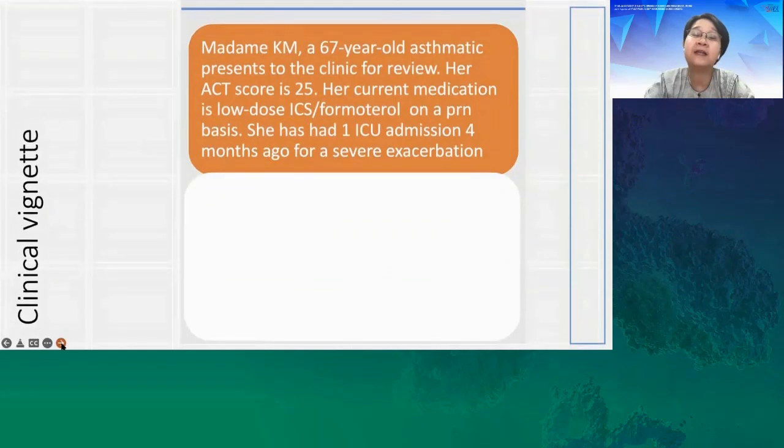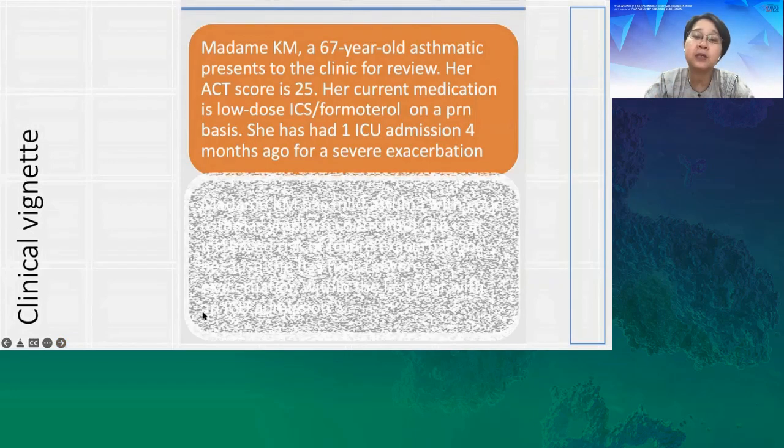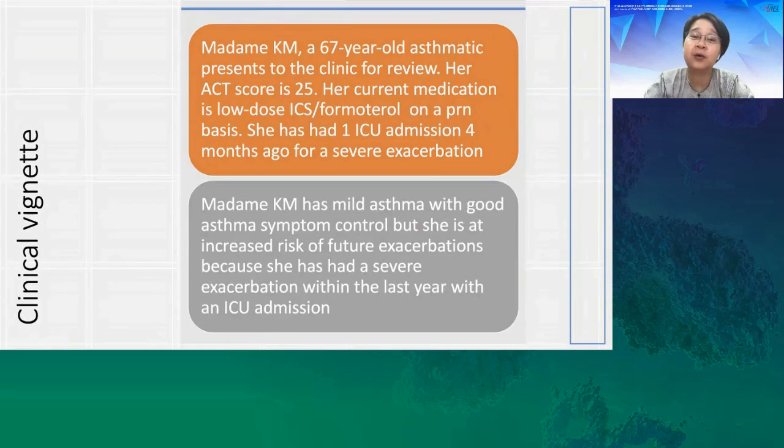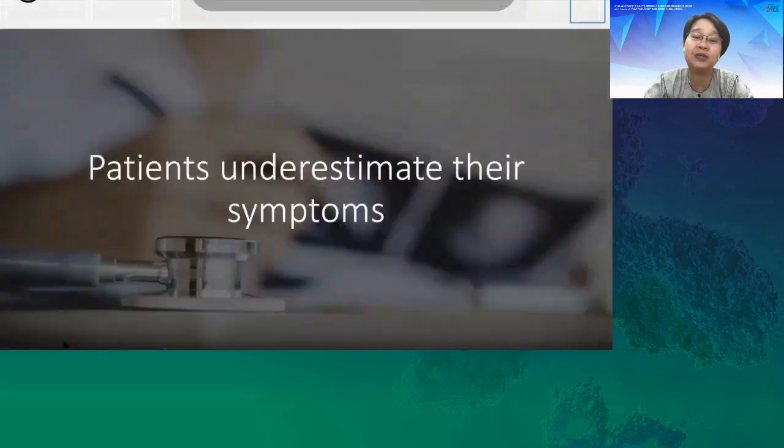So let's look at the clinical vignette. Madam KM, 67, asthmatic, ACT score 25, currently on low dose ICS formoterol PRN basis, 1 ICU admission 4 months ago. How do we translate that? We translate that to the fact that because of her medication, she's got mild asthma, good asthma symptom control, but yet we have to look at the risk of future exacerbation. She is at increased risk of future exacerbation because she has had a severe exacerbation within the last 1 year, leading to an ICU admission.